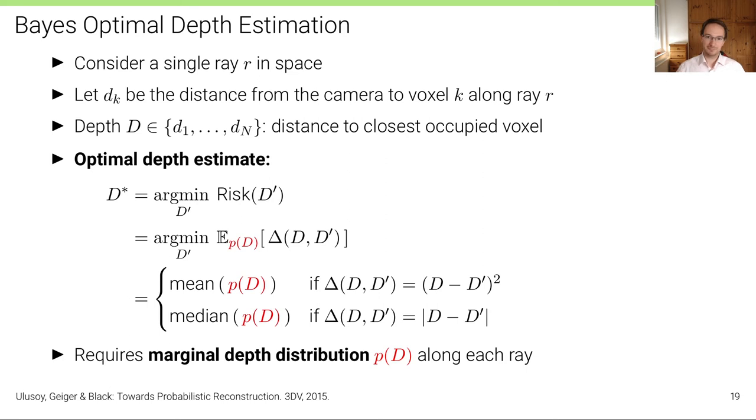Now, this is good. But of course, this hasn't solved our problem yet because it only demonstrates what we need. This is an expression that's easy to evaluate, but we need first to compute the marginal depth distribution P of D along each ray. And that's the inference quantity that we are looking after. So we're looking after a marginal, and we know that marginals can be computed using the sum product algorithm. So we're going to use the sum product algorithm, or some form of it, here.